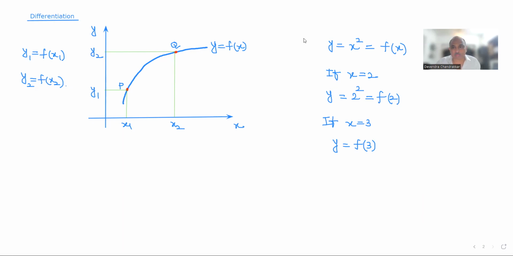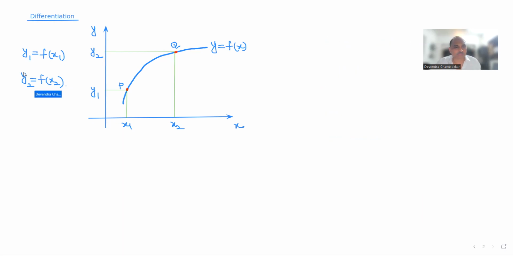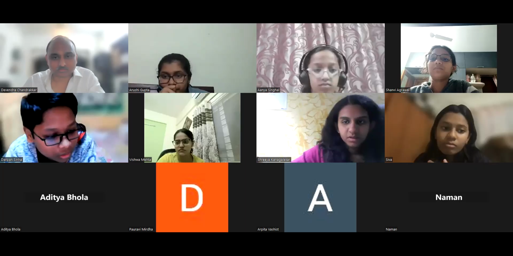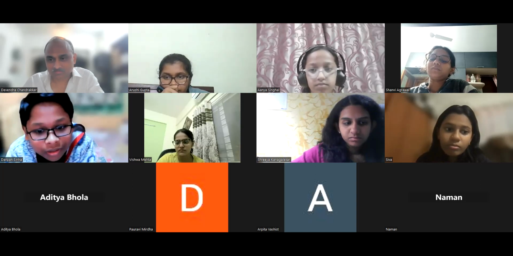So I'm just removing this part. Okay. Now, what you see here is, can you see this? This is a secant. How many of you are aware about secant? You know what is the secant? पता है कि नहीं पता है secant क्या होता है? नहीं?